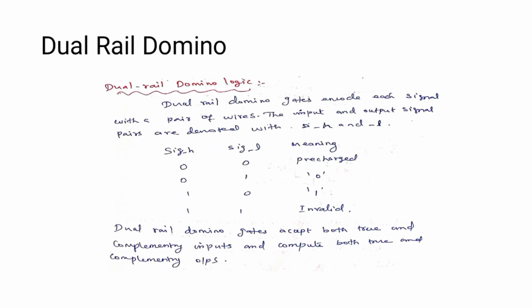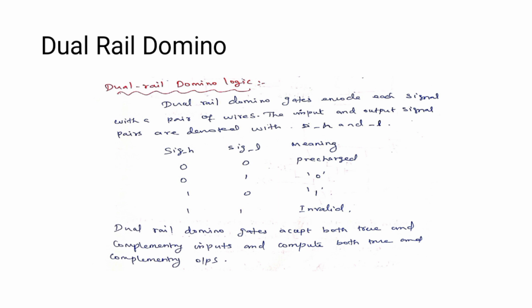And what is a dual rail domino? We know that domino logic, right? So we can get the non-inverting output from the domino logic, whereas in dynamic logic we can get the inverting output like (a dot b) whole bar, whereas in domino we can get a dot b. So that we have seen, right?